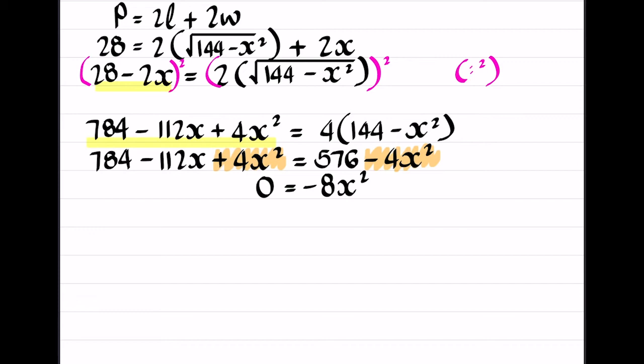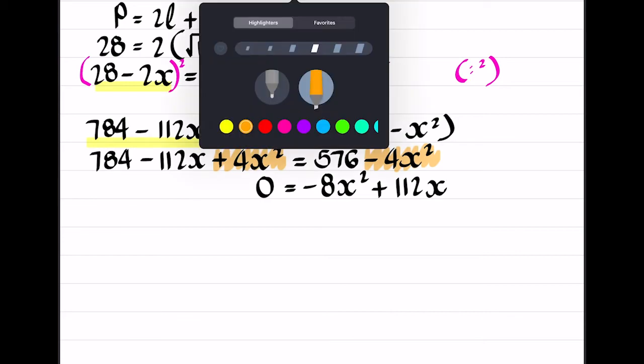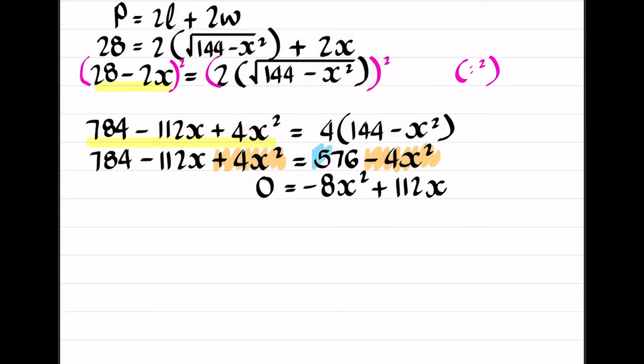The negative 112x, when it goes across, becomes positive 112x. And then we have 576, stays the same, stays first, stays positive. The 784, when it goes across, becomes negative. So 576 minus 784 gives me negative 208.